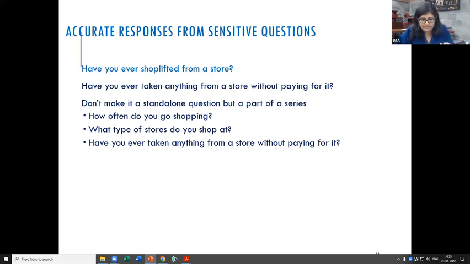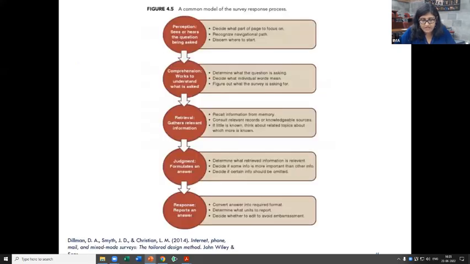And the third sub question is, have you ever taken something from a store without paying for it? Don't make it a standalone question. I'll skip this. This is from a book where, when we look at a question, we are not just reading a question.